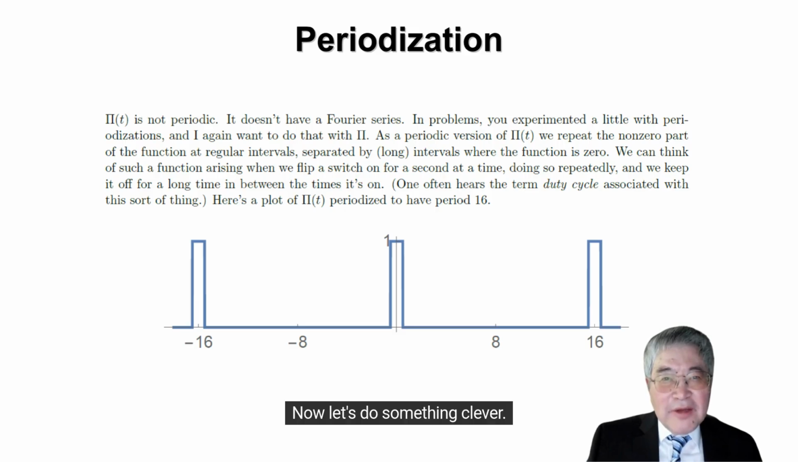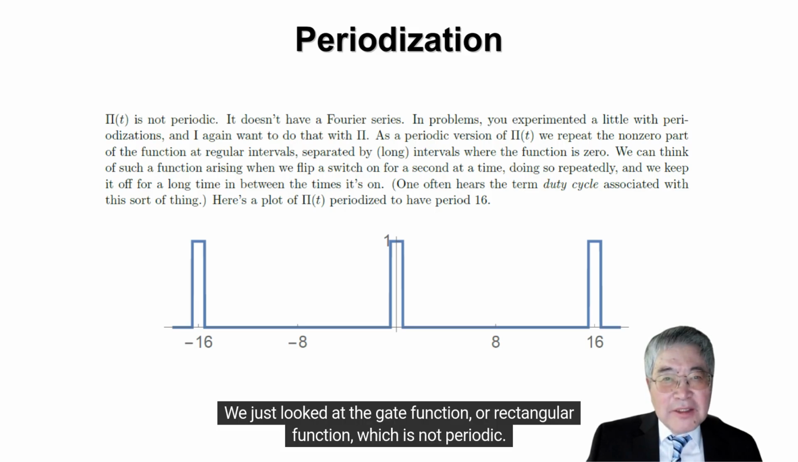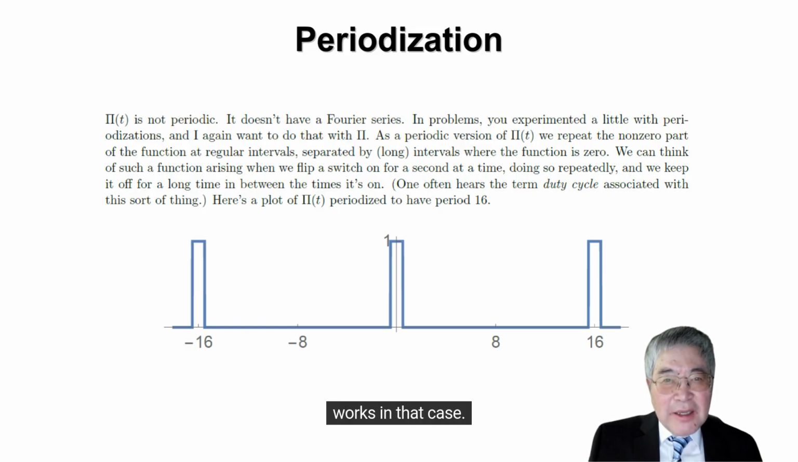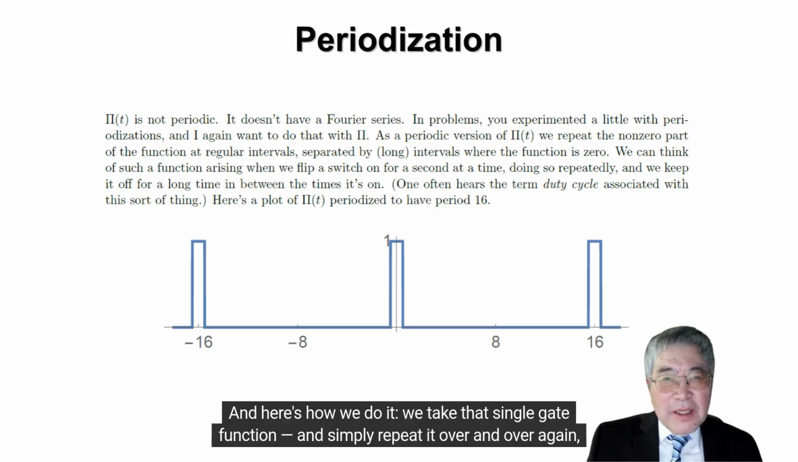Now let's do something clever. We just looked at the gate function or rectangular function, which is not periodic. And because it's non-periodic, we can't represent it using a Fourier series. Only the Fourier transform works in that case. But what if we wanted to use Fourier series? Well, we can. We just need to make the function periodic. And here's how we do it.